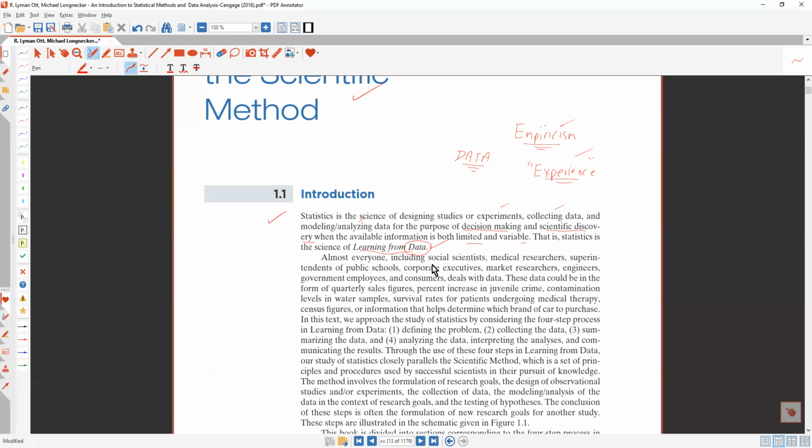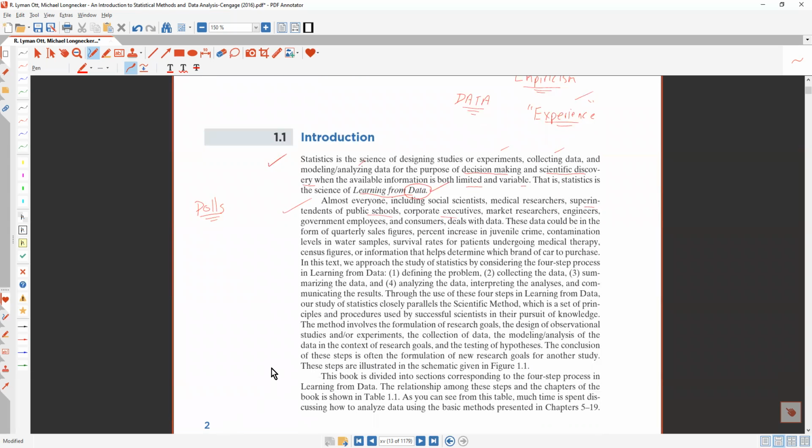But to learn from it in a very, very systematic way, that's what we need to develop as we proceed in the book. Okay. Well, almost everybody, including social scientists, medical researchers, superintendents of public schools, corporate executives, almost everybody deals with data and has to learn from it. Another example of learning from data is the polls, okay? The election polls, that's an example of learning from data, right? Who is going to win the election? Well, they took some polls, and by taking a poll, you're attempting to learn from that information, okay?